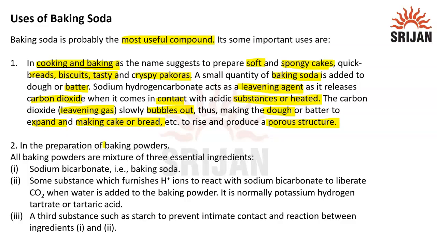Next is the preparation of baking powders. All baking powders are a mixture of three essential ingredients. The first one is baking soda, which is sodium hydrogen carbonate. The second is some substance which furnishes H plus ions to react with sodium bicarbonate to liberate carbon dioxide when water is added to the baking powder. It is normally potassium hydrogen tartrate or tartaric acid. The third is a substance such as starch, to prevent intimate contact and reaction between ingredients 1 and 2. So ingredient 1 is baking soda and ingredient 2 is probably potassium hydrogen tartrate or tartaric acid.